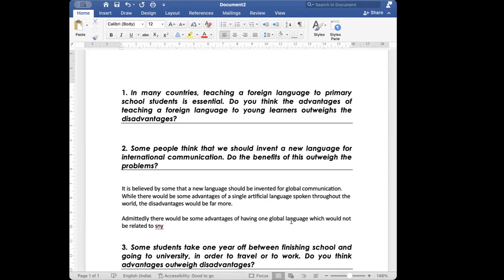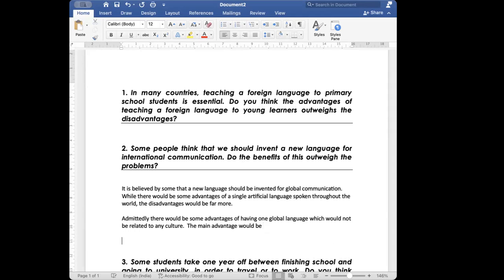Admittedly, there would be some advantages of having one global language which would not be related to any culture. Then you can say the main advantage would be, or firstly, and then you'll do the points and you can begin writing. Only one advantage is there. That is why I've twisted it like that. The main advantage would be, and you have to expand on that point.